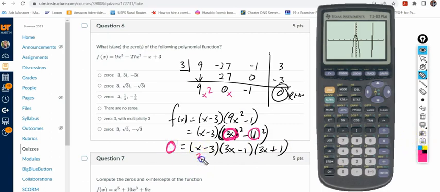Set that equal to 0. 3 is a 0. 1/3 is a 0, because 3 times a third is 1, and 1 minus 1 makes the whole thing 0. And negative 1/3 is a 0. If x is negative 1/3, then I'm going to have negative 1 plus 1. Okay, so I want that one there.